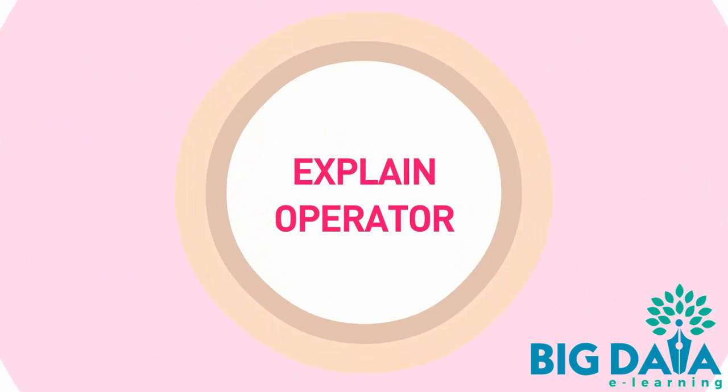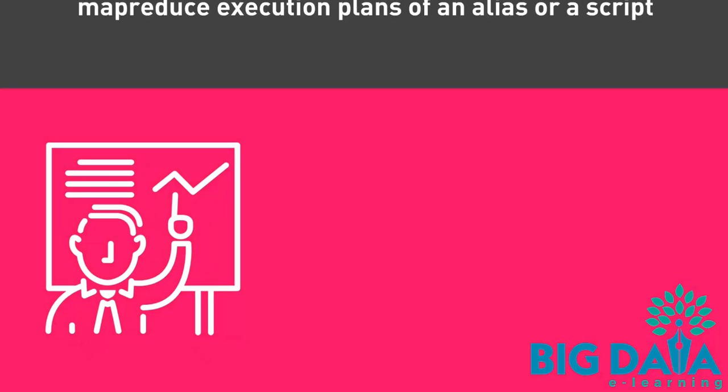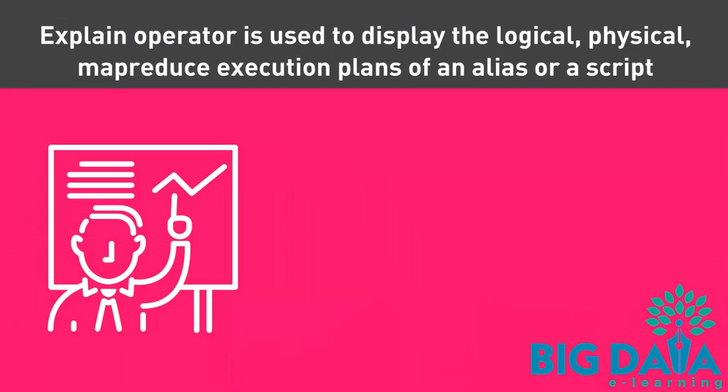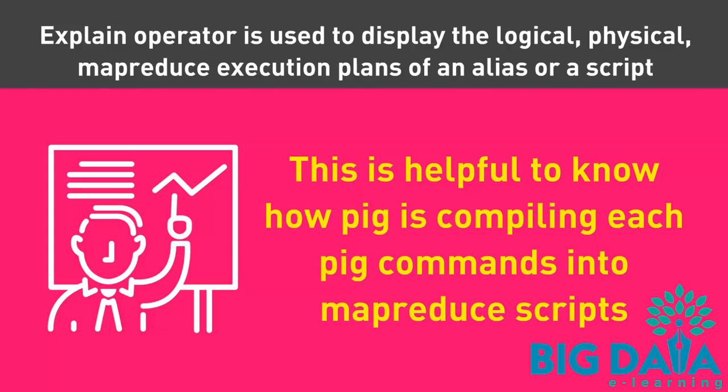Explain operator. Explain operator is used to display the logical, physical, and mapreduce execution plans of an alias or a script. This is helpful to know how Pig is compiling each Pig command into mapreduce scripts.